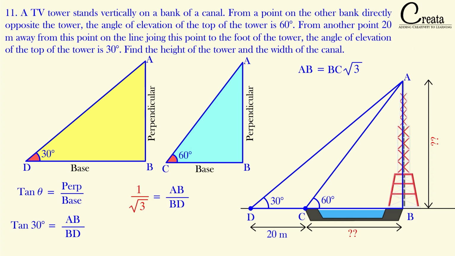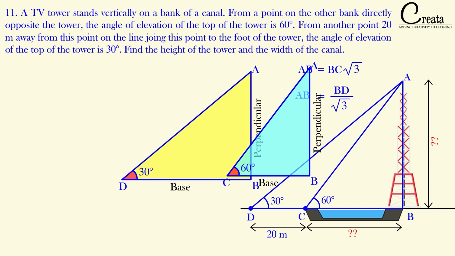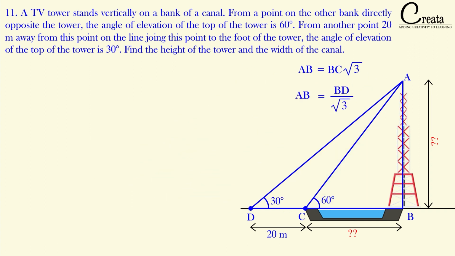Got it? Further, we got the value of AB, that is the height of the tower, as BD upon root 3. In the first triangle, we got AB as BC root 3. In the second triangle, we got AB as BD upon root 3. Both are the value of AB, so we can equate both the equations.